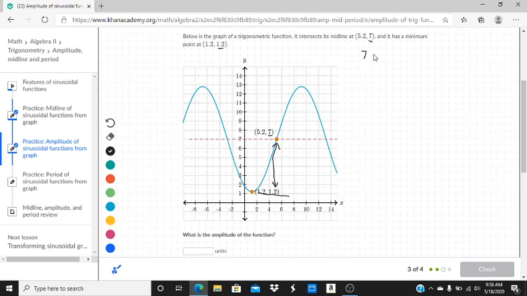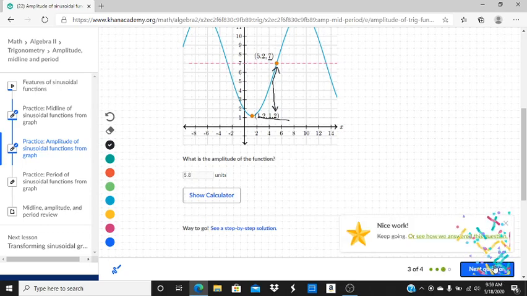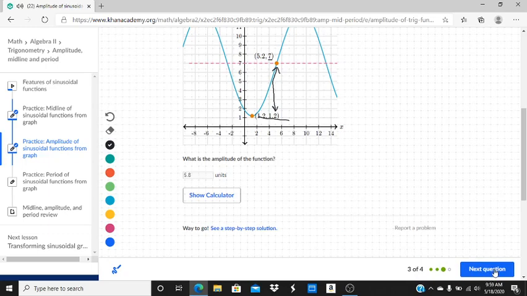All right, so all we're going to do to find the amplitude is we're going to take 7, the y coordinate of the midline, and subtract 1.2, which is the y coordinate of the minimum. We're going to find the difference between these two. And 7 minus 1.2 is going to give me 5.8. So this is going to have an amplitude of 5.8. Okay, let's take a look at one more.